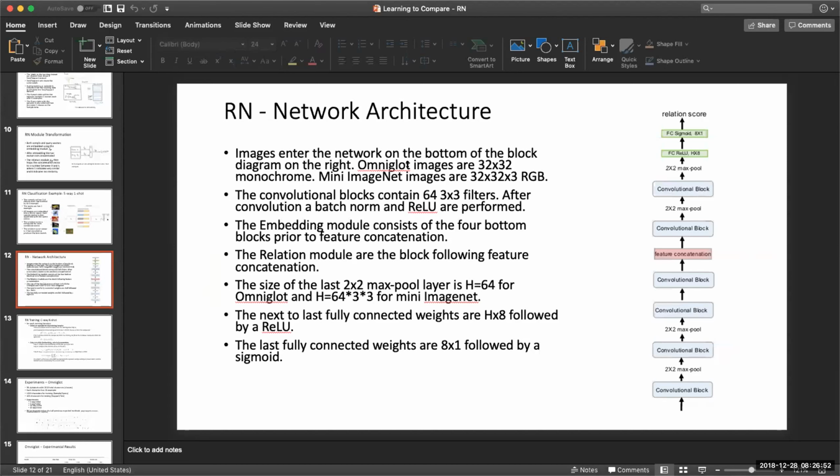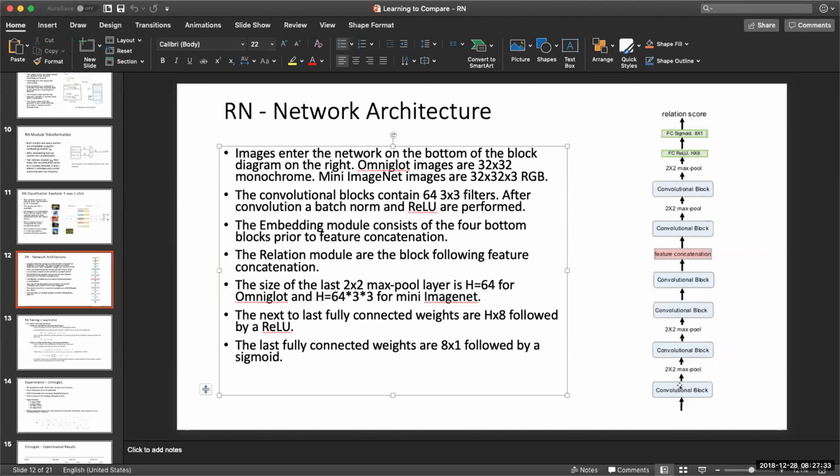So omniglot is monochrome, and the images are 32 by 32 pixels. And mini ImageNet, I believe this is exactly the same as what's called CIFAR 100. And they're 32 by 32 pixels, but they're color. So they have 3 planes of pixel information. Each one of these convolutional blocks are based on 3 by 3 filters, and there are 64 of those filters.